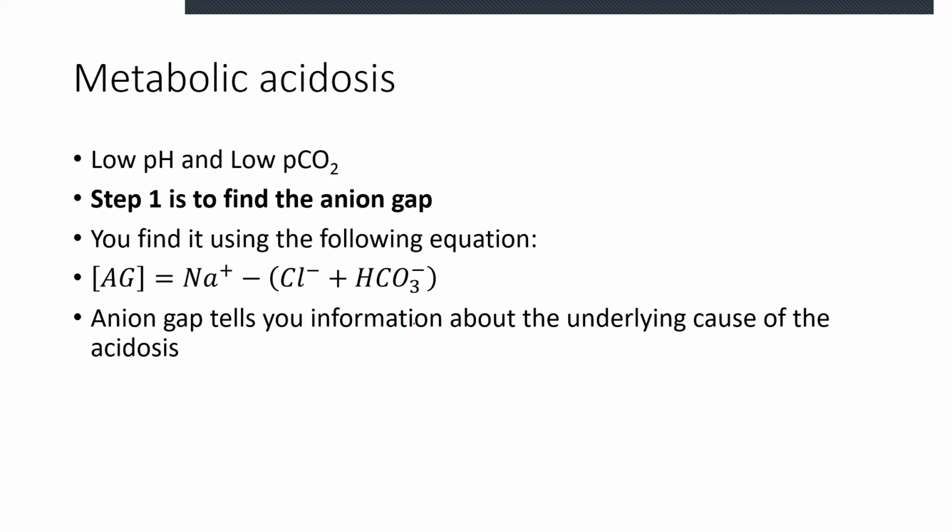Okay, so first of all is metabolic acidosis. Like we said before, we have a low pH and a low PCO2. Now our first step is to find the anion gap. This is because you'll have two different disorders under metabolic acidosis, which are non-anion gap metabolic acidosis and high anion gap metabolic acidosis. This is how you find it with this equation. Okay, and we'll take an example in a short while. The anion gap tells you a little bit of information about what the underlying cause of acidosis could be.